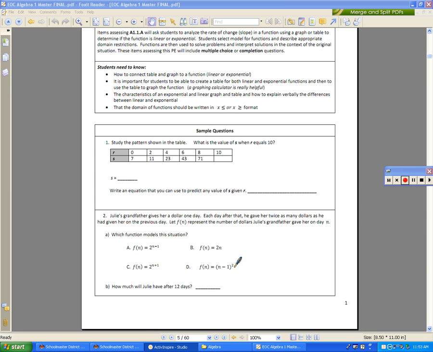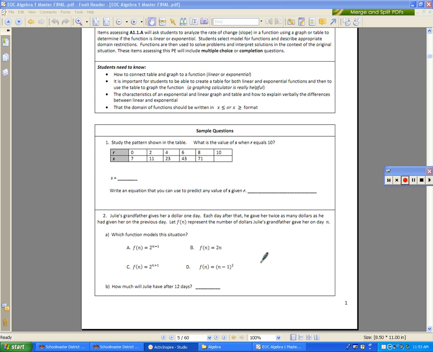Okay? So if I plug in 1 here for n, 1 minus 1 is 0, and 2 to the 0 is 1. Okay, so that fits with this stuff right here, and so my answer is A.